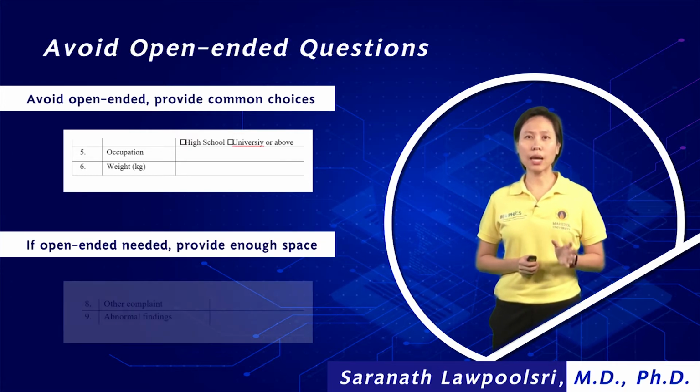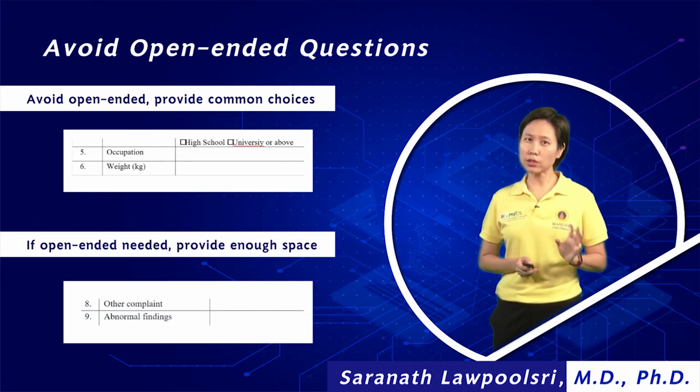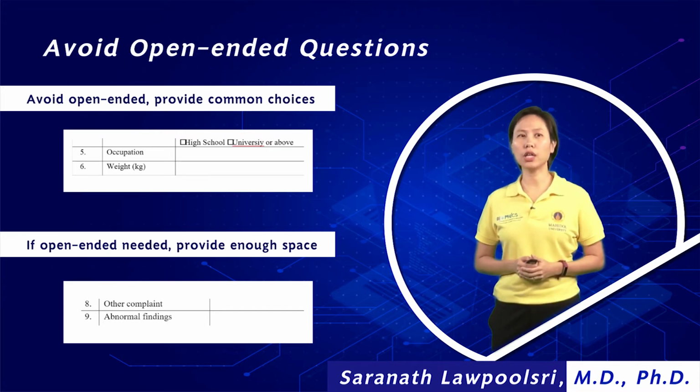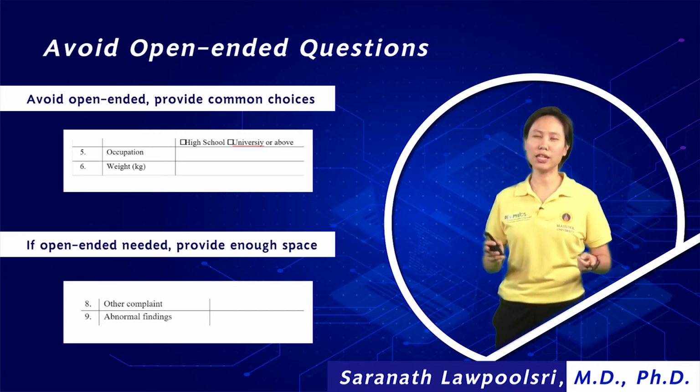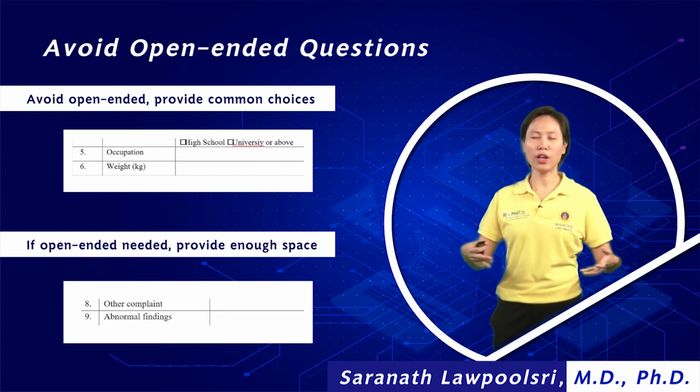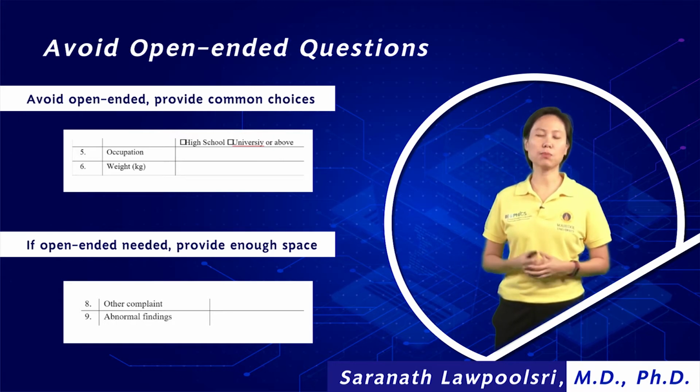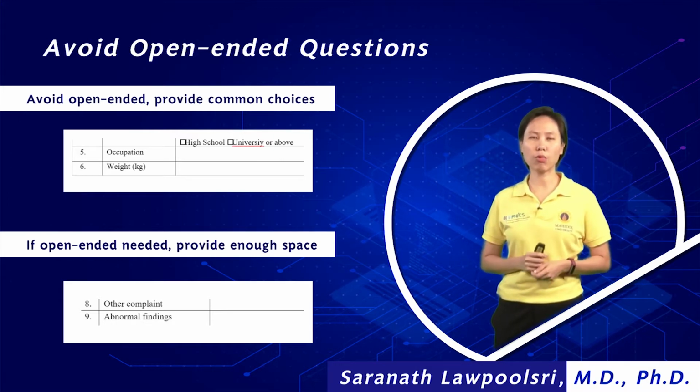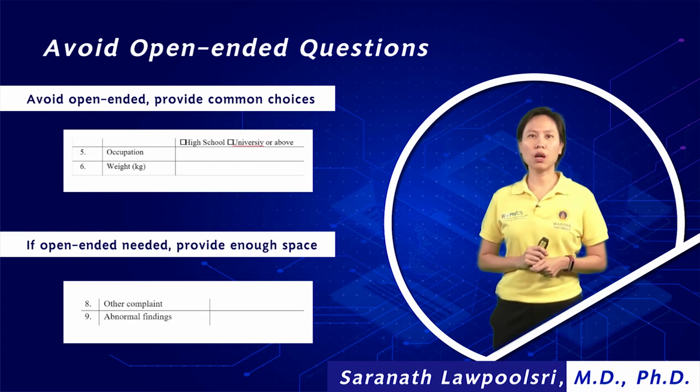But some variables you want to be open-ended, you can put them. For example, weight. You don't need to put in intervals of the weight or a text box, because people can simply write the weight. And if you really need an open-ended question, you need to provide enough space for people to write it down.